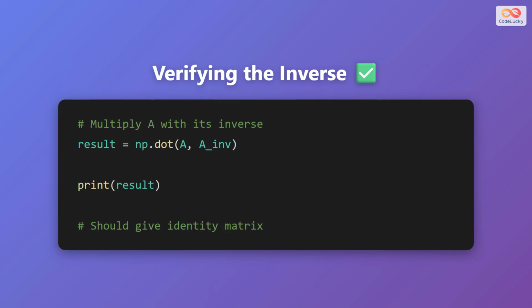It's always good practice to verify your result. You can multiply the original matrix A with its inverse using np.dot. Store the result and print it. This multiplication should give you the identity matrix, confirming that you've correctly calculated the inverse. The identity matrix has ones on the diagonal and zeros elsewhere.